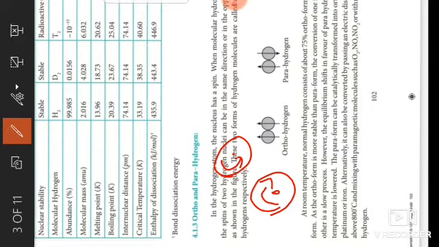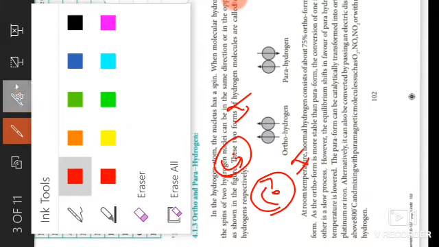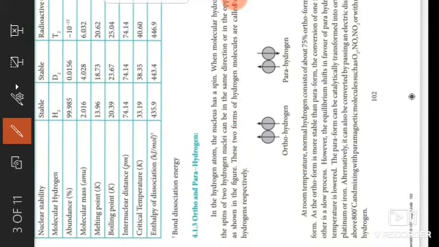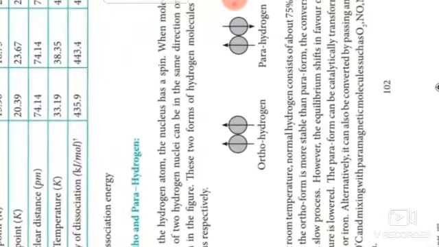What is meant by ortho and para? In a hydrogen molecule, the spin of the 2 hydrogen nuclei, this one hydrogen atom and this other hydrogen atom, rotating in the same direction is called ortho hydrogen. When they rotate in the opposite direction, that is called para hydrogen. Next we are going to see them at room temperature.